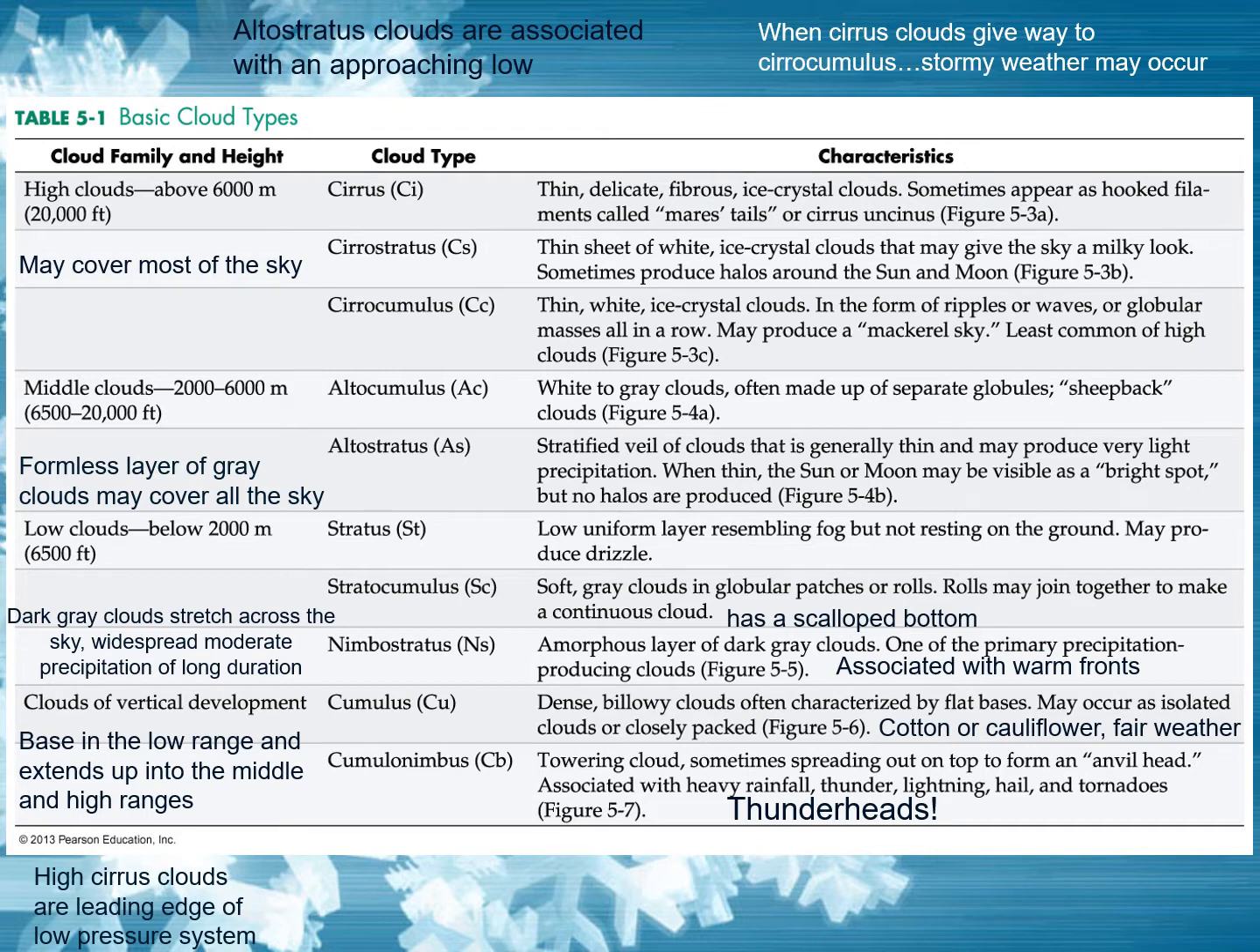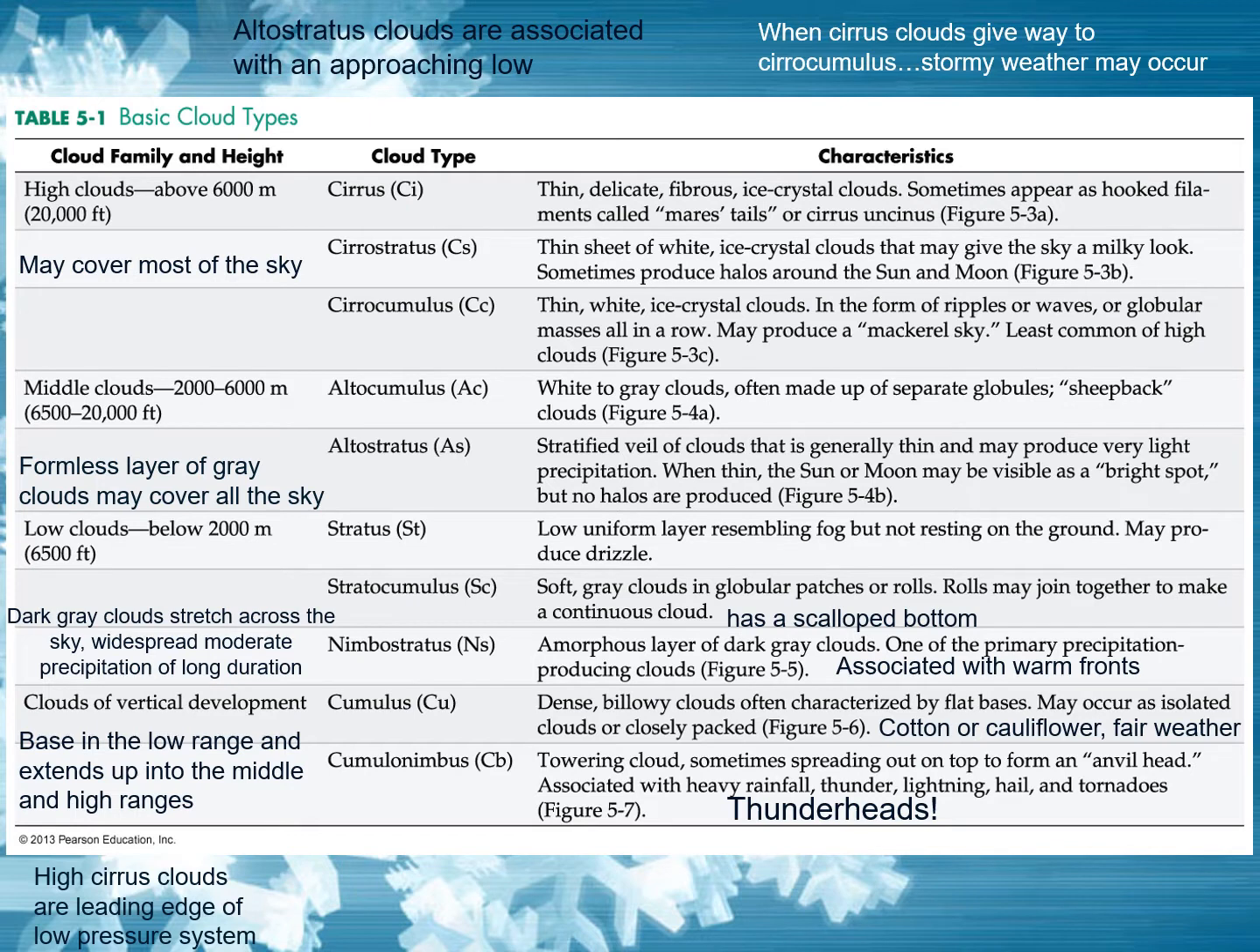Stratocumulus: soft gray clouds in globular patches, may have a scalloped bottom. Nimbostratus: amorphous, meaning not really having a shape. Amorphous layer of dark gray clouds, one of the primary precipitation producing clouds. These are associated with warm fronts. They tend to stretch across the sky. They tend to be associated with widespread, moderate precipitation of long duration, all day, a couple of days. Okay, cumulus: dense billowy clouds, often characterized by flat bases. So cotton or cauliflower, associated with fair weather.